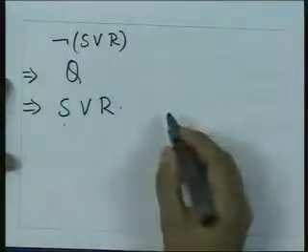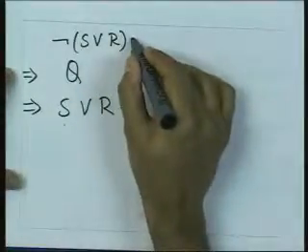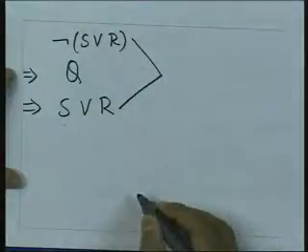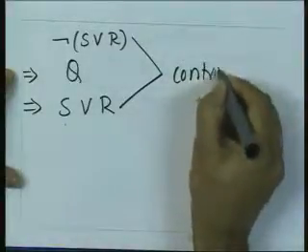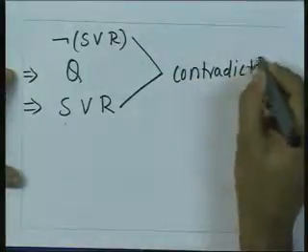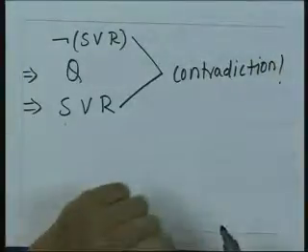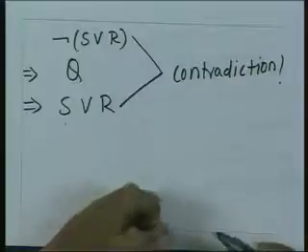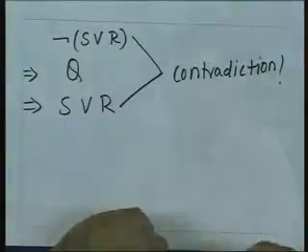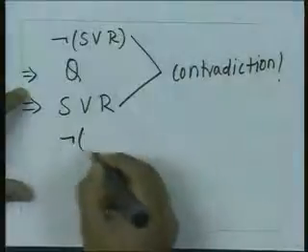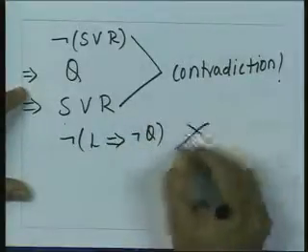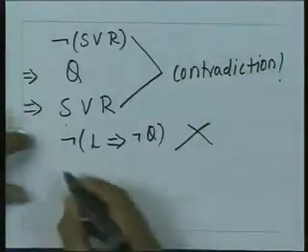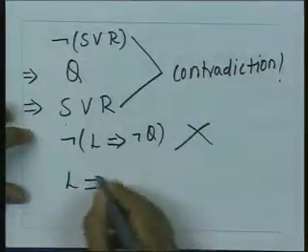So, this is a contradiction. In one step, we have not of S or R. A few steps later, we have arrived at S or R, which is a contradiction. Hence, the assumption that we made in the beginning of this entire theorem must have been incorrect. The assumption that we made was not of (L implies not Q), and this is incorrect because of the contradiction, as a result of which L implies not Q.